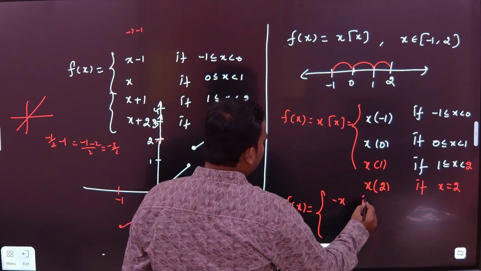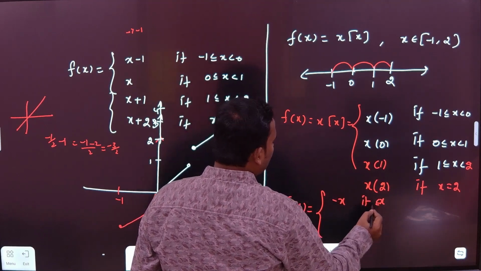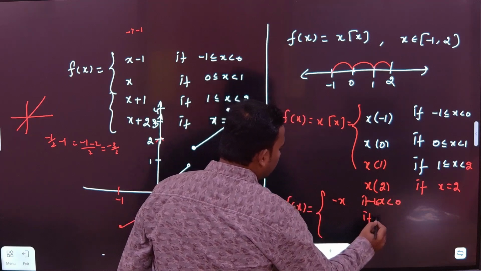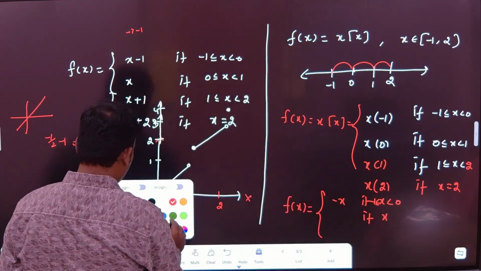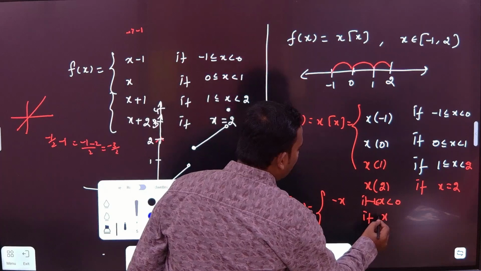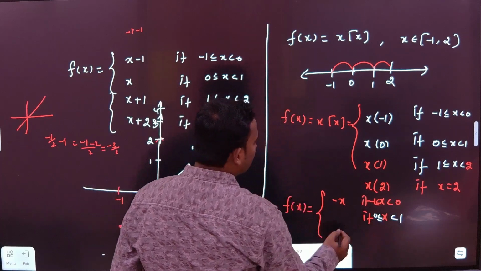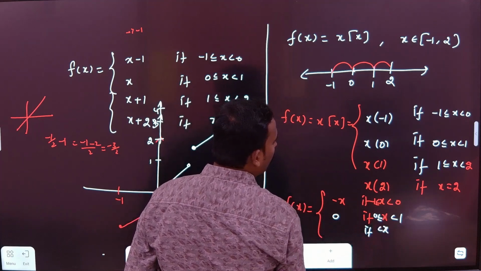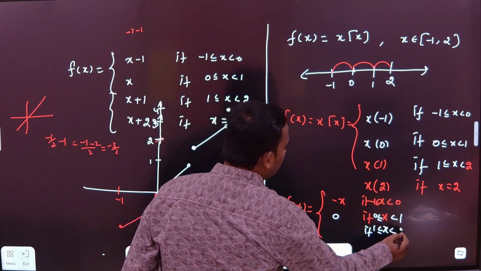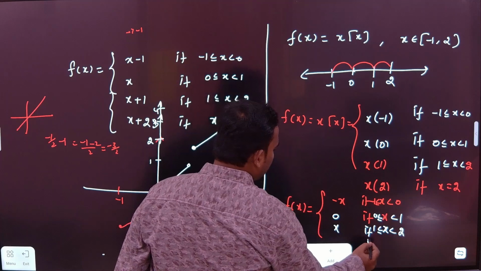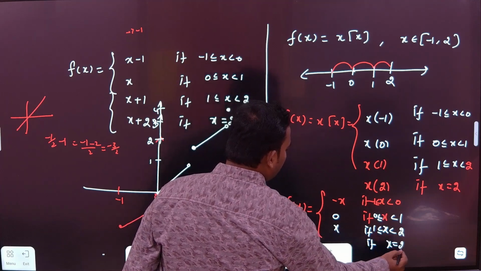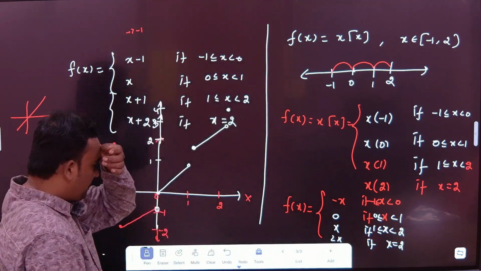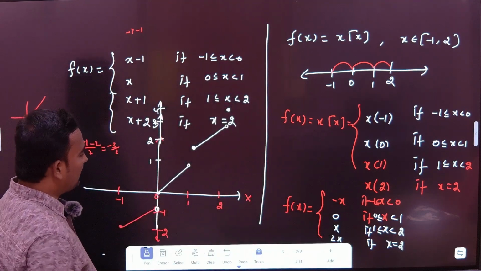Okay. So then how to rewrite this function? So minus x, if x is in minus 1 to 0, right? If x is 0 to 1, in this interval, 0. When x is 1 to 2, x. If x is equal to 2, it will be 2x, right?